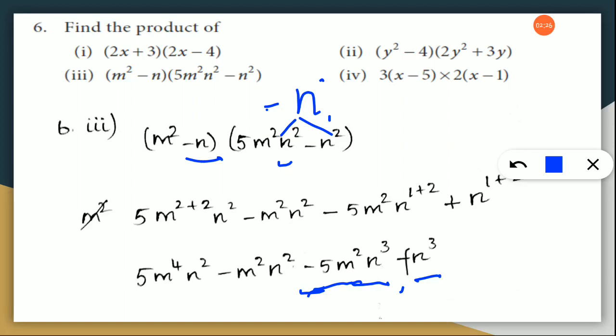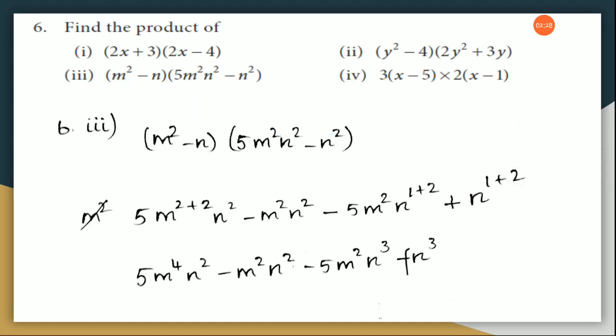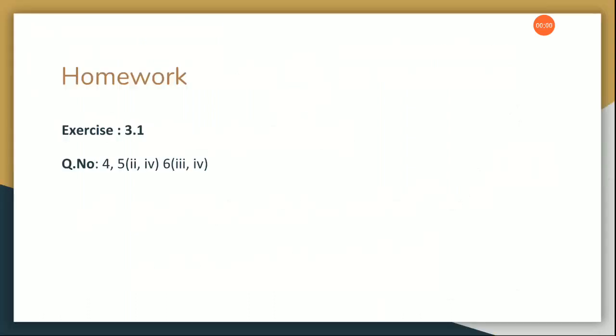Is this sum clear? First, you are going to take this m square alone, multiply with these two. Okay? And then minus n is taken, and then it is multiplied with these two terms and written as the final answer. Is it clear, children? So for homework, whatever sums I solved now, you have to write it down, and while writing you have to practice. Okay? You have to learn how we are solving. Don't just copy and write.